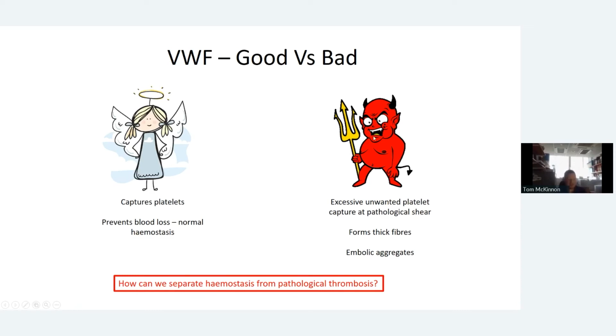We can have excessive unwanted platelet capture, very high shear rates. We can have these thick, dense fibers that form, and these can either occlude the vessel or break off and become lodged somewhere else. So a question at the moment that my lab is asking is, is it possible to separate the hemostatic side, this good side, from this kind of pathological thrombosis, this negative side?